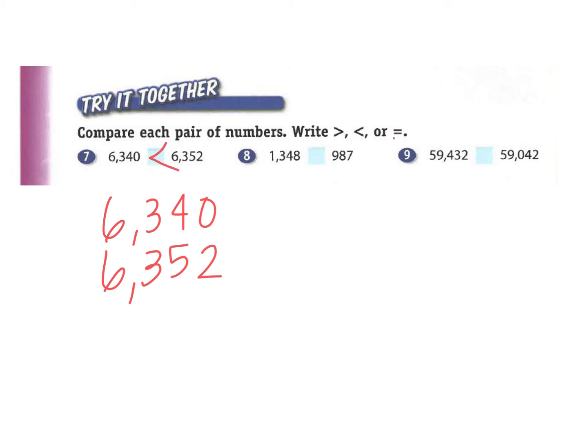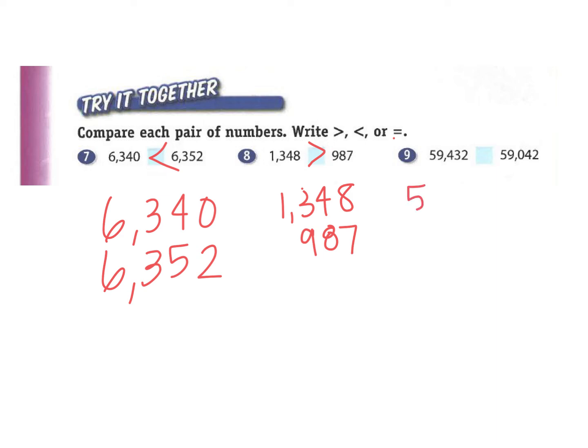Number 8, we have 1,348. And then if we line up the place values, 987, we can see again, 987 doesn't have any thousands. So we automatically know that 1,348 is greater than 987.